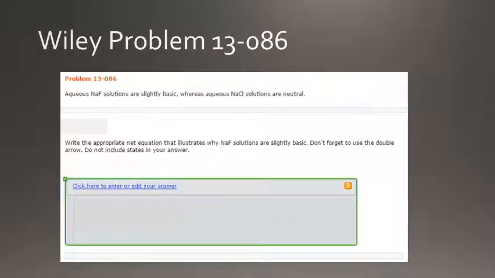So let's look at a Wiley problem. Let's apply this knowledge that we just went over. This is 13-086, the aqueous sodium fluoride solutions. It tells you they're weakly basic, and sodium chloride is neutral. So let's write the net equation that illustrates why sodium fluoride is slightly basic. Double arrow and do not include states.